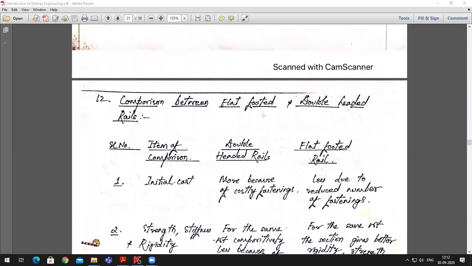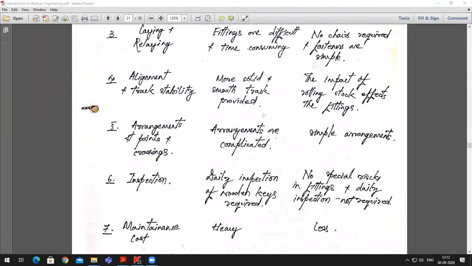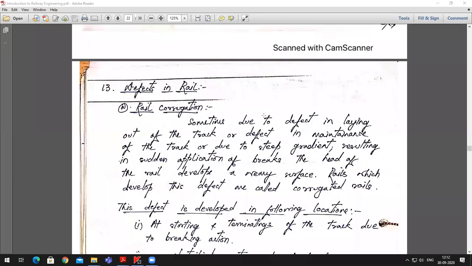Fine. As I told you, these were the differences that you can find in the textbook also. And then in the last class we started with the defects in rails. When I talk about defects in rails, I told you that there are a lot of differences between defects, failures, and wear and tear in rail section.